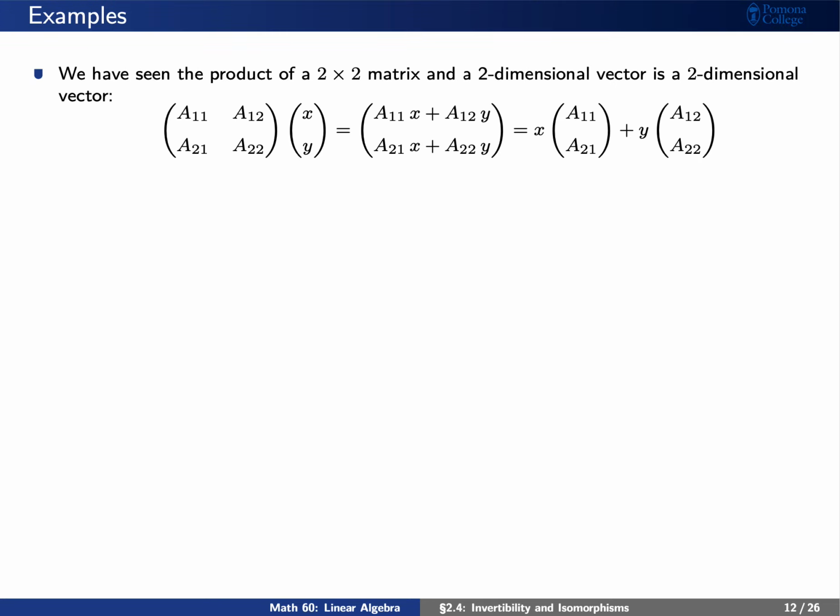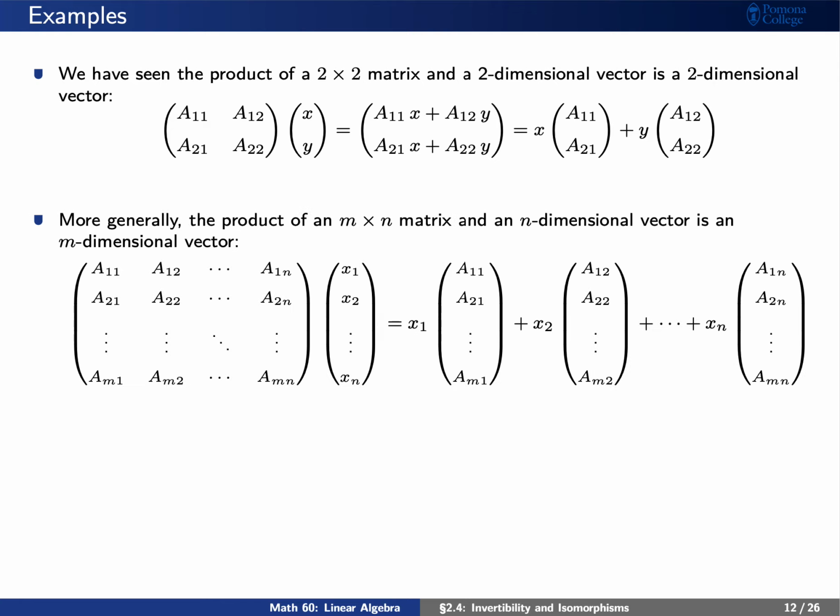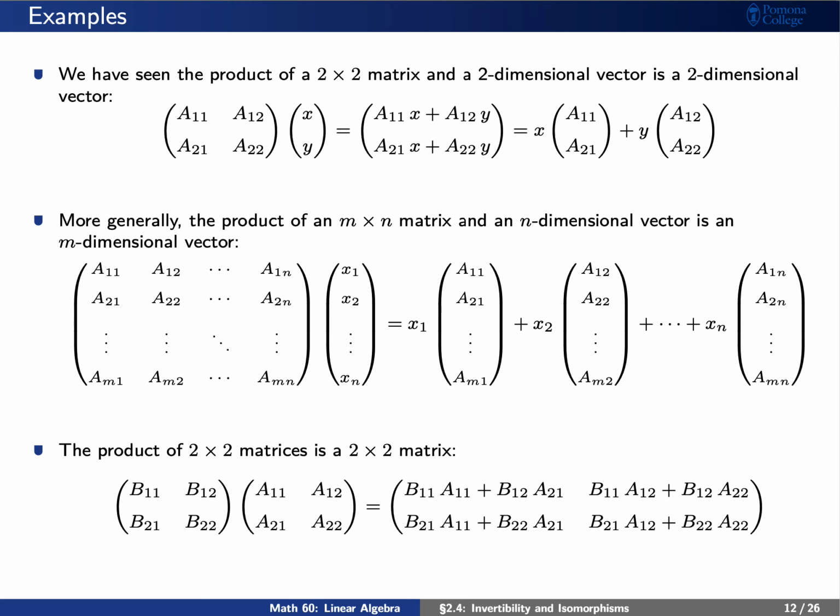We'll give a few examples. The product of a 2 by 2 matrix and a two-dimensional vector is another two-dimensional vector, as you see here on your screen. More generally, the product of an M by N matrix and an n-dimensional vector is an m-dimensional vector, again as you see here on your screen. The product of two 2 by 2 matrices is another 2 by 2 matrix, as you see here on your screen.